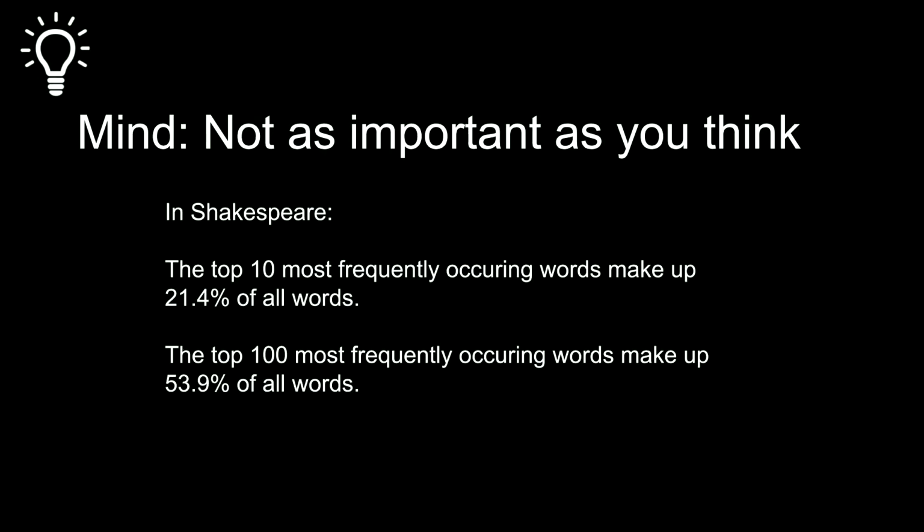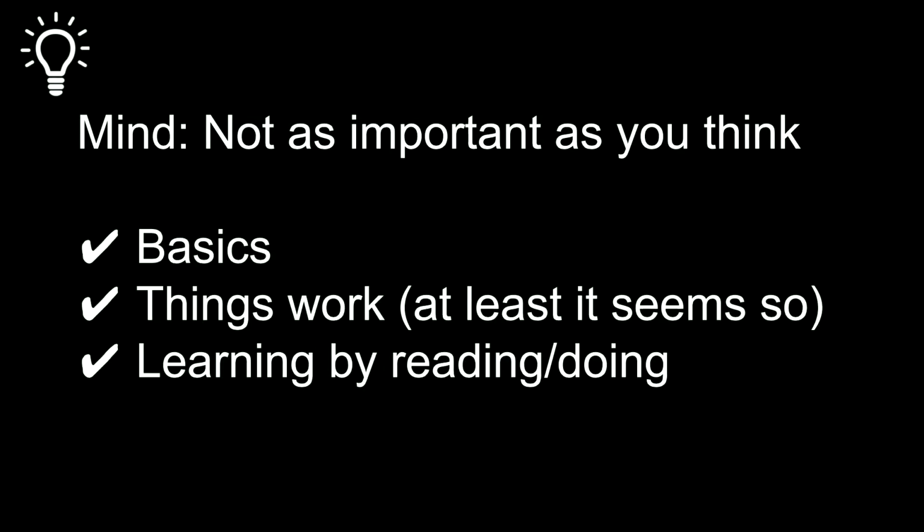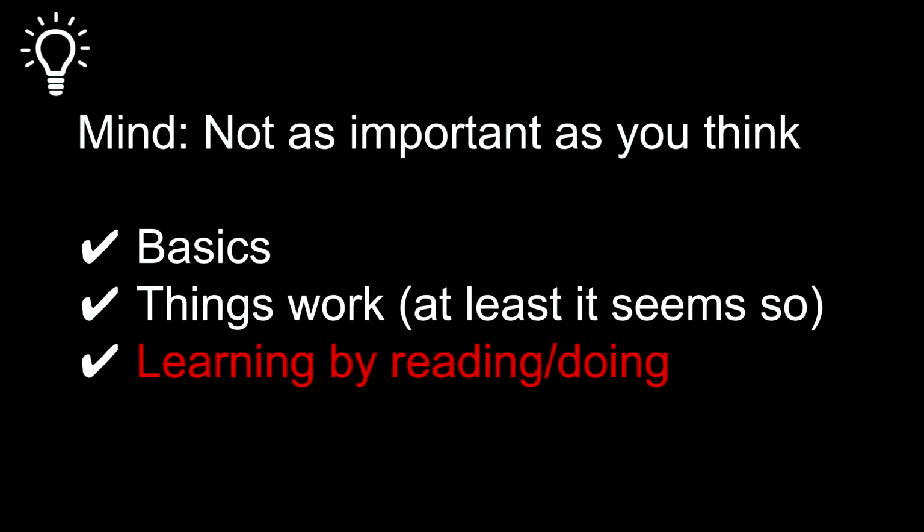When you're first starting off in anything, this isn't as important as you think. In Shakespeare, the top 10 most frequently occurring words make up 21% of all words, whereas the top 100 words make up 54% of all words. It's far more important to grasp the basics when you're doing something, because those will come up over and over again. It's way more important to understand a few things really, really well than to have a huge catalog of things that you don't quite understand. So when you're beginning, just get the basics down, get things working, and most importantly, learn by reading and doing.